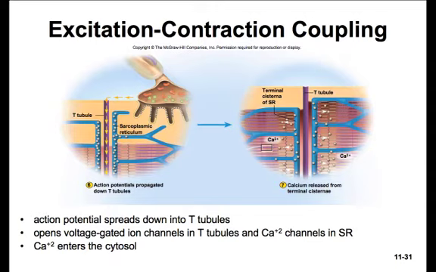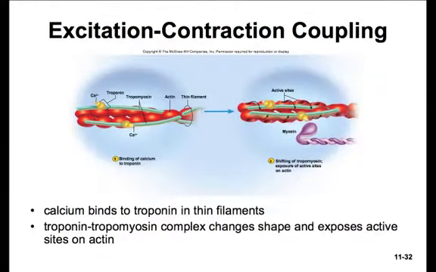The action potentials regulate ion-gated channels in the T tubules. These are physically linked to the calcium channels in the terminal cisternae of the sarcoplasmic reticulum. The sarcoplasmic reticulum is literally packed with calcium, and so as the calcium channels open, they release calcium out into the cytosol of the cell. Once the calcium's out in the cytosol of the cell, it's going to bind to troponin.